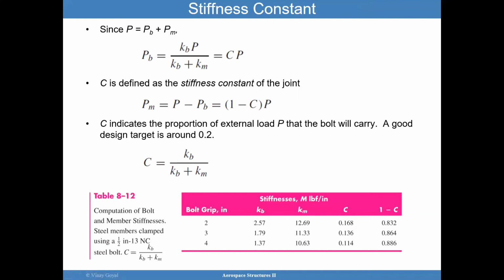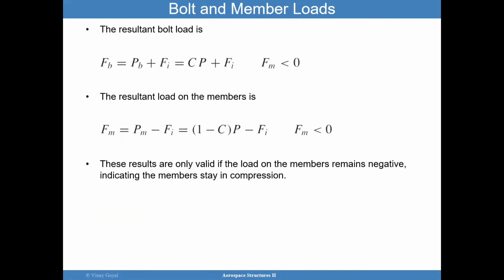A good design target is to have C close to 0.2. That's really a good design target. And you can see here for various bolt grips what kinds of values of C you can find. Again, C gives you the proportion of the external load P that the bolt will carry, and we want to see that being about 20%. Because, of course, we have preload, so we don't want to take too much load into the bolt. We want to drive most of the load into the members.